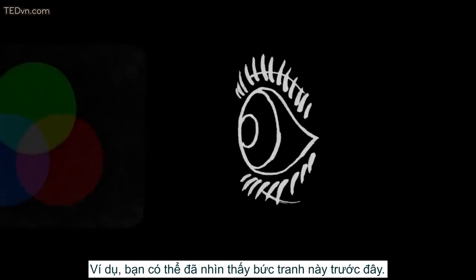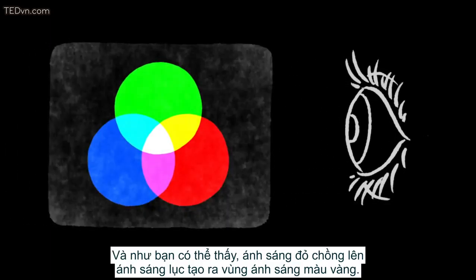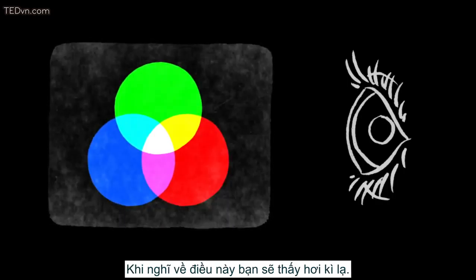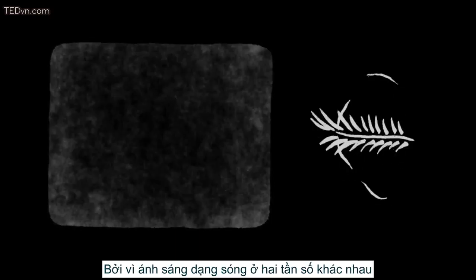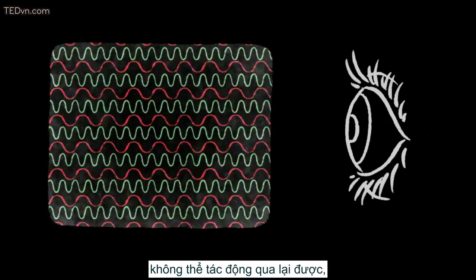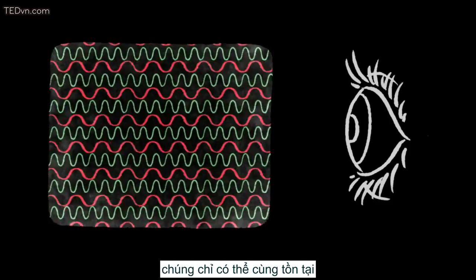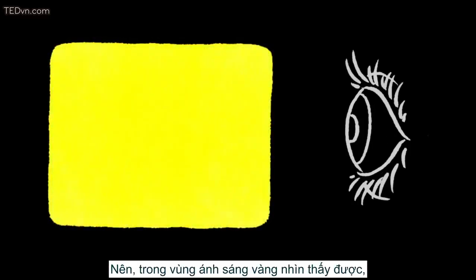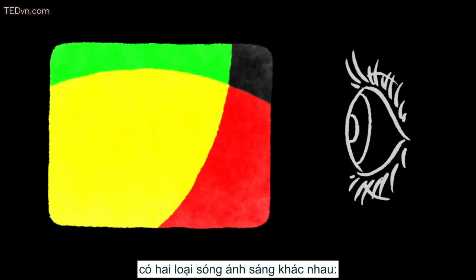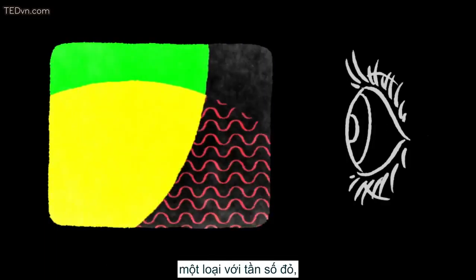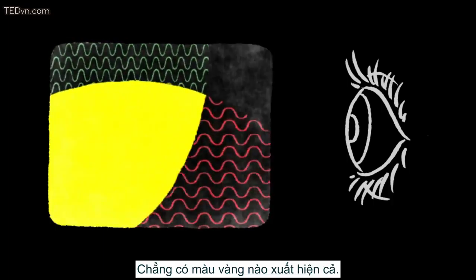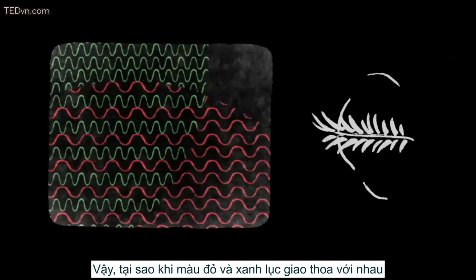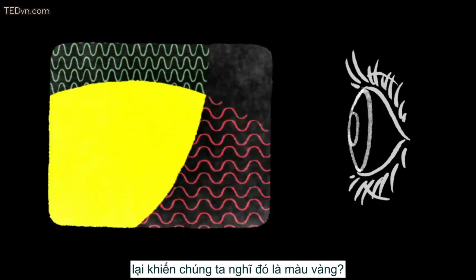For instance, you might have seen this picture before. As you can see, the region where the red and green lights overlap is yellow. When you think about it, this is pretty weird. Because light is a wave, two different frequencies shouldn't interact with each other at all. They should just coexist, like singers singing in harmony. So, in this yellow-looking region, two different kinds of light waves are present. One with a red frequency and one with a green frequency. There's no yellow light present at all. So how come this region, where the red and green lights mix, looks yellow to us?